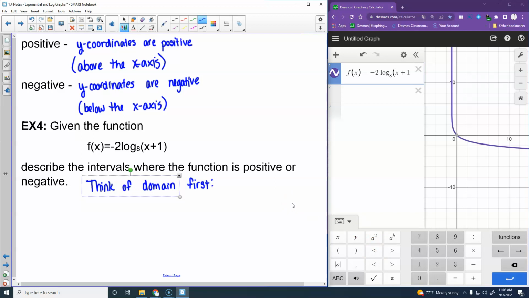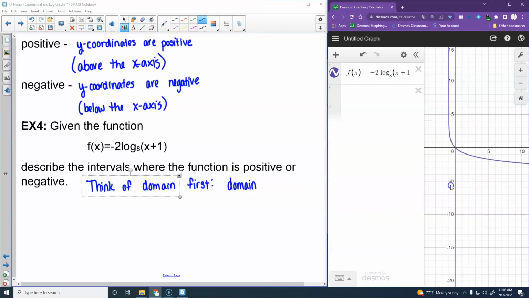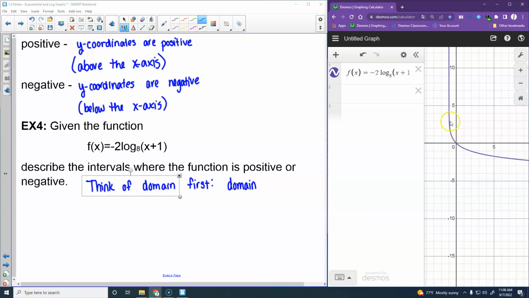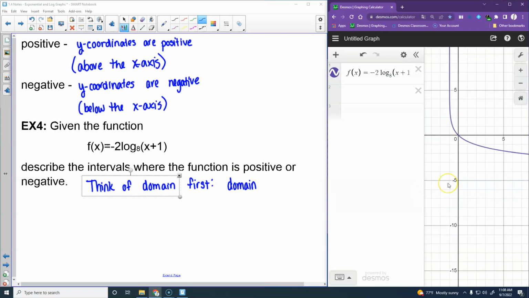So if I look at this graph, what is the domain for this graph? It looks like we got a vertical asymptote here. Where does it look like it is at? Looks like it's at -1. So it appears that the domain of this graph is -1 up to infinity.